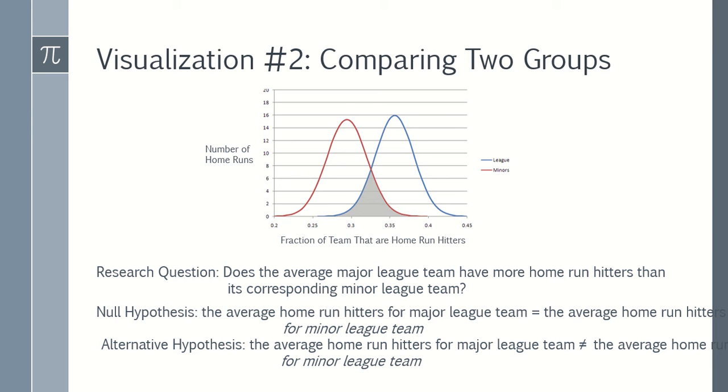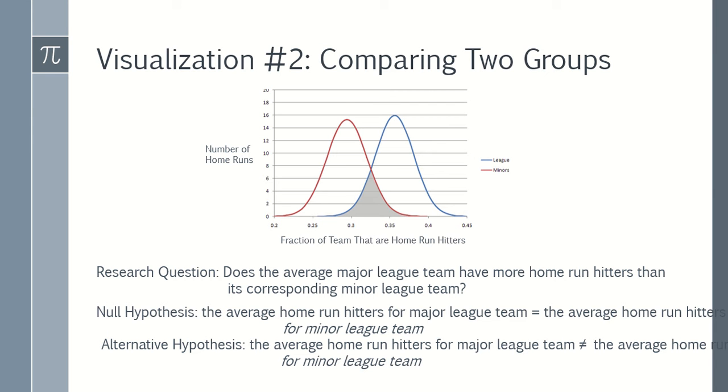Comparing two groups. Here we have two bell-shaped curves. The blue one represents data for major league teams, and the red one represents minor league teams. Each curve has its own average. If we look at the blue curve, the average is around 0.37. And if we look at the red curve, the mean is around 0.29.